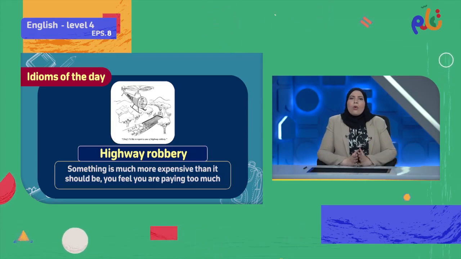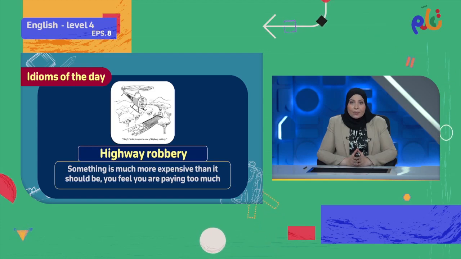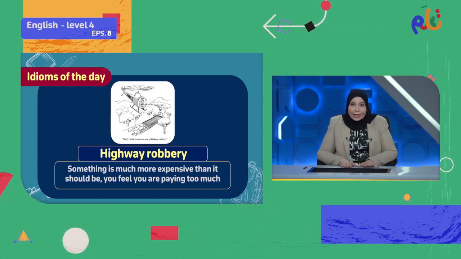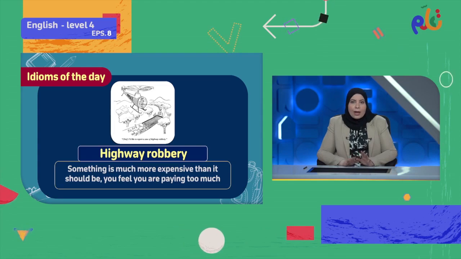For example, like 2 weeks ago, I went to buy a jacket. And I've seen this jacket on the internet. It was like £200. And when I went to the shop, I found the same exact jacket for £800. Because I liked it so much, I bought it. But when I think about it, I tell myself, this is a highway robbery, which means I paid too much for this for no reason. So this is called a highway robbery.